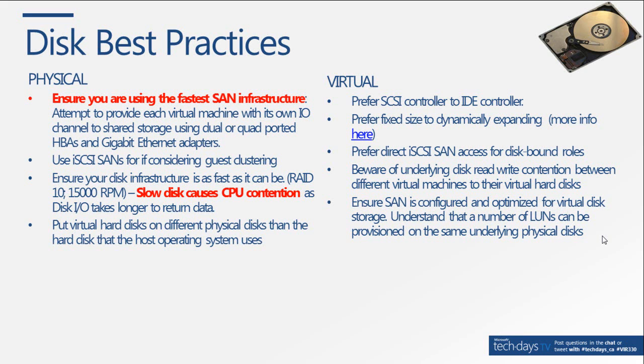So put virtual disks on different physical disks than the hard disk that the operating system is on as well. If you're using direct attached storage, do not put your OS boot disk and your virtual machines on the same physical disk. Have at least two disks if it's direct, one for the operating system to boot and a second disk for your virtual machines.